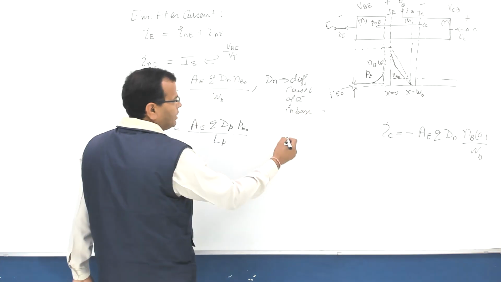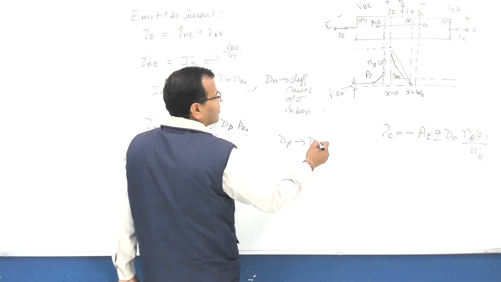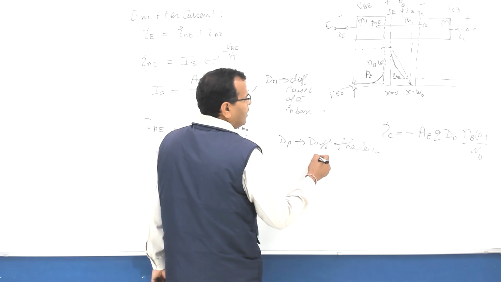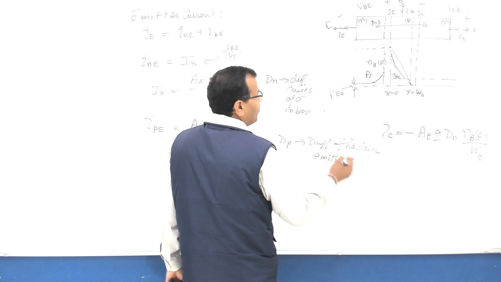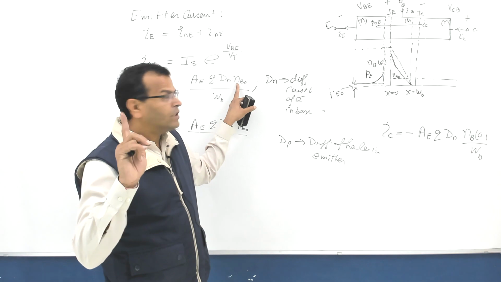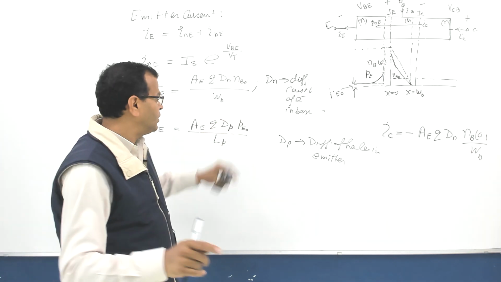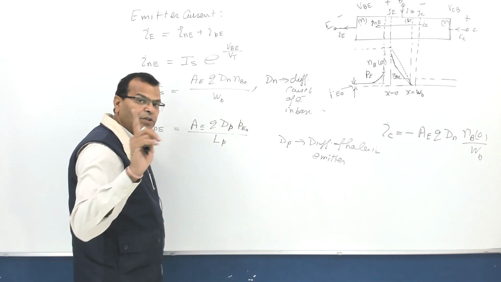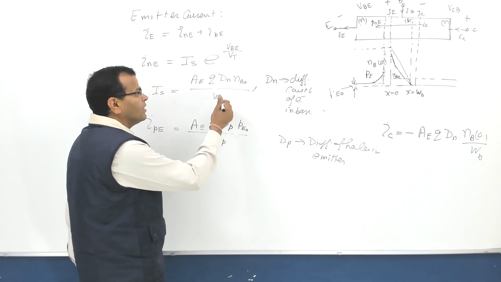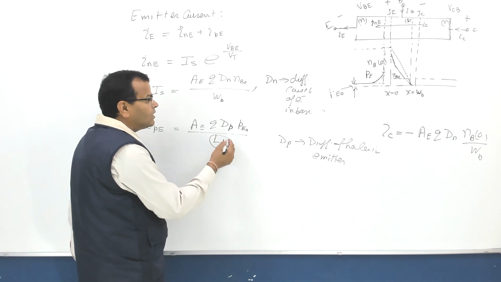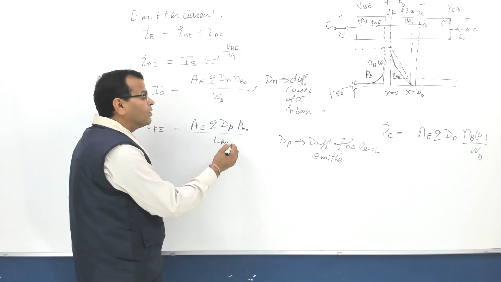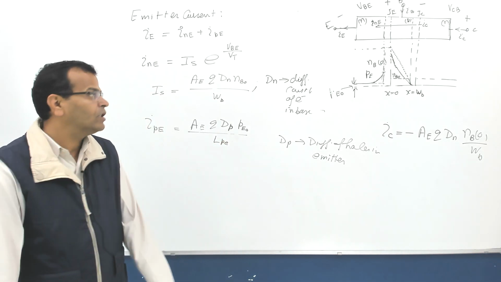Please remember, what is dP here? Diffusion constant of holes in where? In emitter region. Please do remember, both are different. This is for base, this is for emitter. This is concentration of electrons in base region, this is concentration of holes in emitter region at thermal equilibrium. This is width of the base region. This is your diffusion length of holes in emitter region. Please do remember these points.